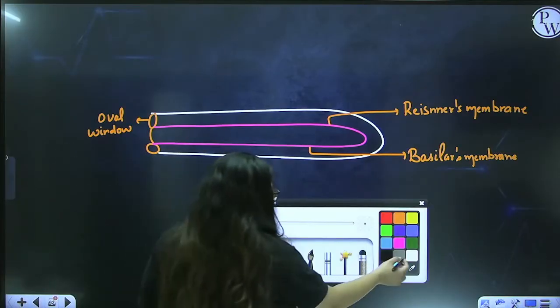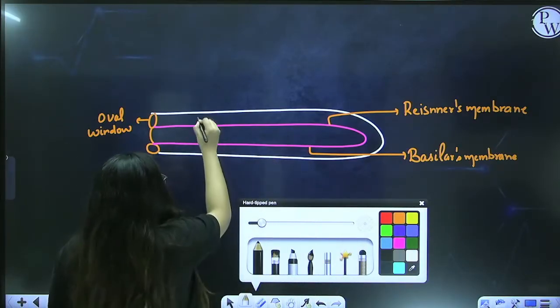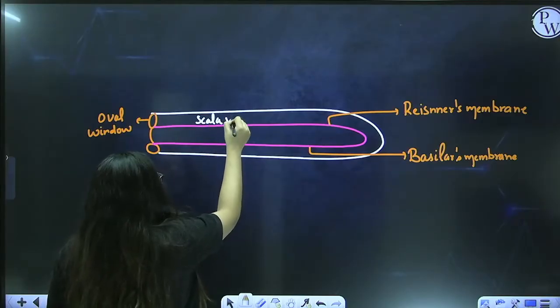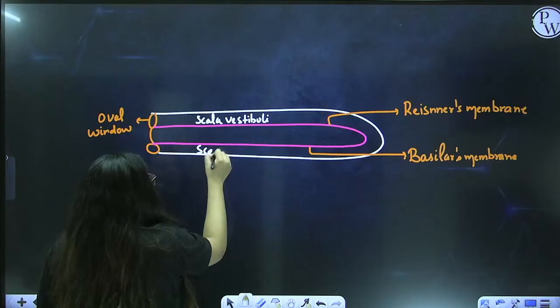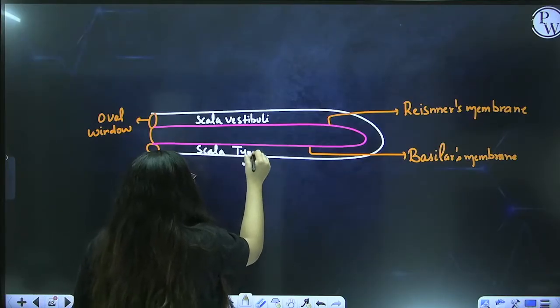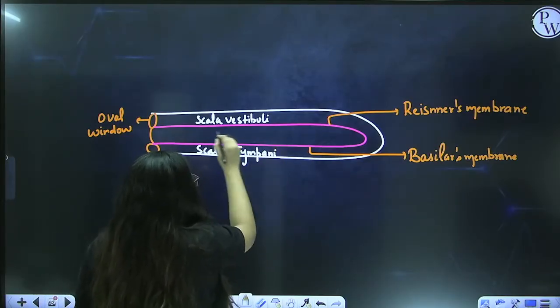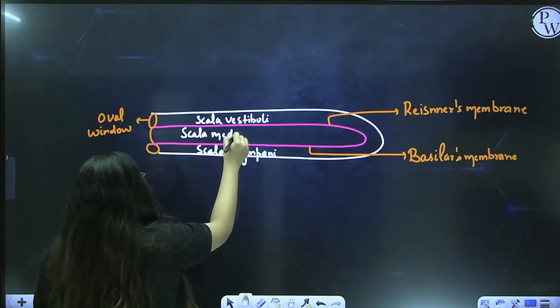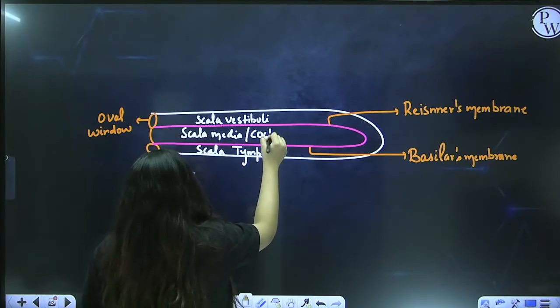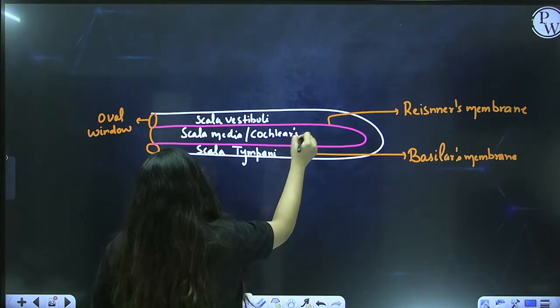The upper one's name is scala vestibuli, which has perilymph. This is scala tympani. This also has perilymph, and this one has endolymph, and its name is scala media, also known as cochlear's duct.